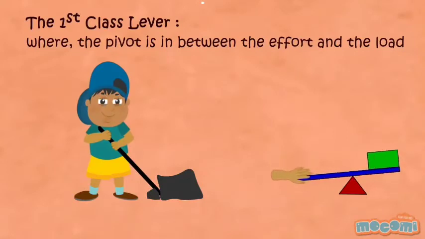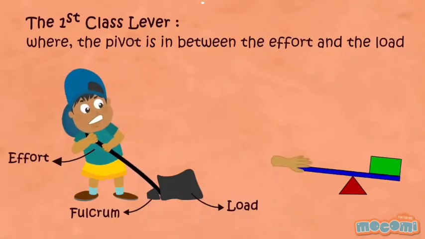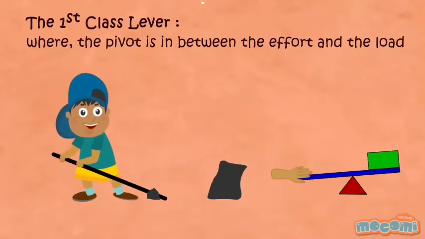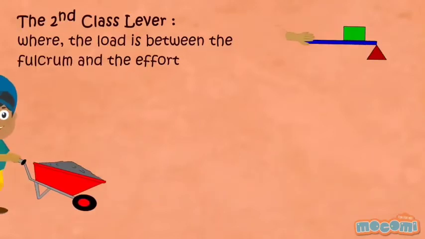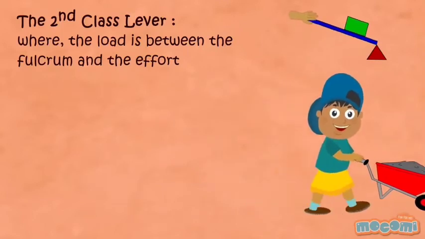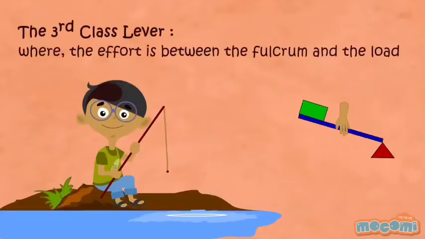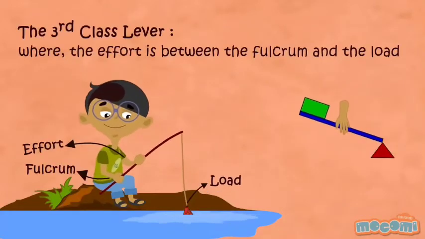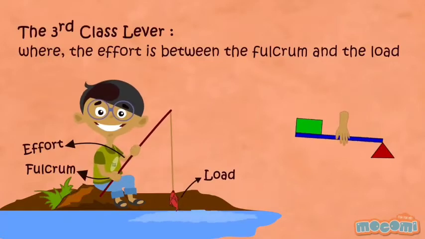The first class lever, where the pivot is in between the effort and the load. The second class lever, where the load is between the fulcrum and the effort. The third class lever, where the effort is between the fulcrum and the load.